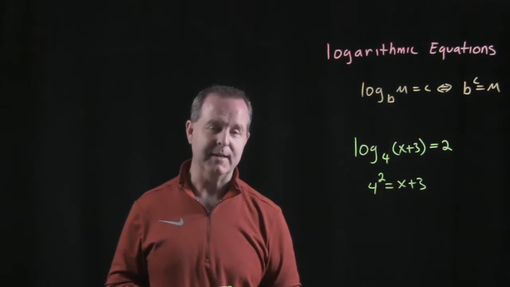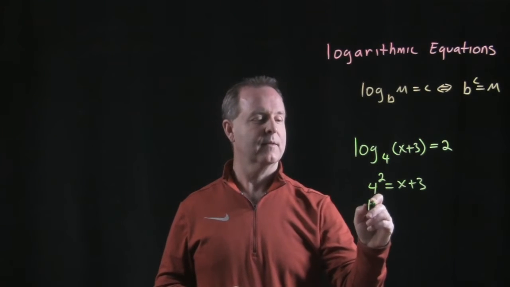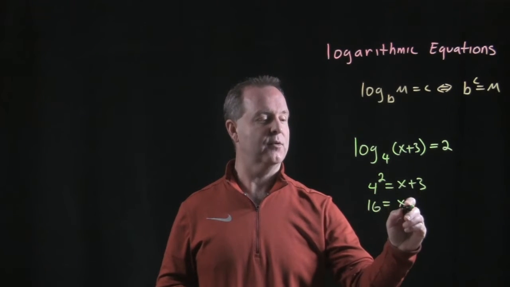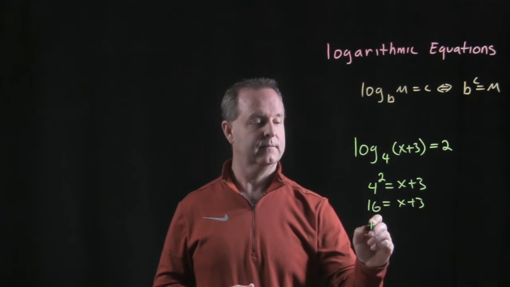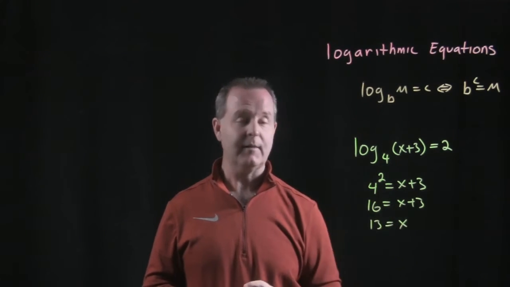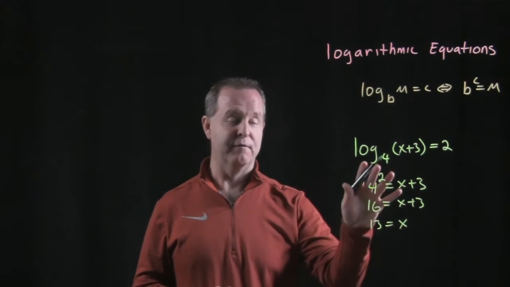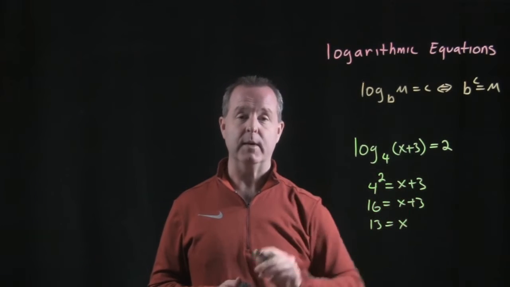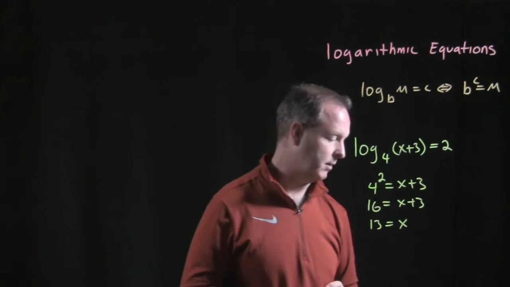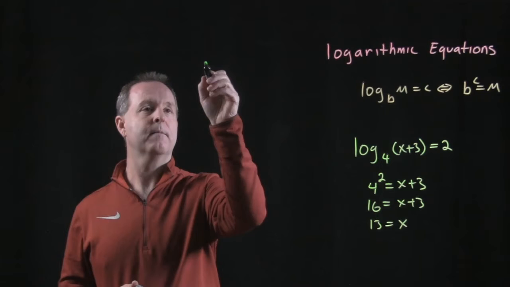Already now that looks a little bit easier to solve. 16 equals x plus 3. Subtract 3 from both sides. x equals 13. So fairly straightforward if we can get comfortable going back and forth between logarithm world and exponent world. Let's look at another example.